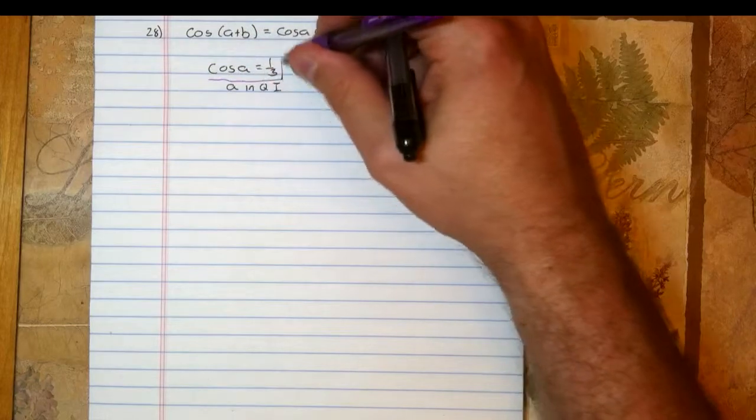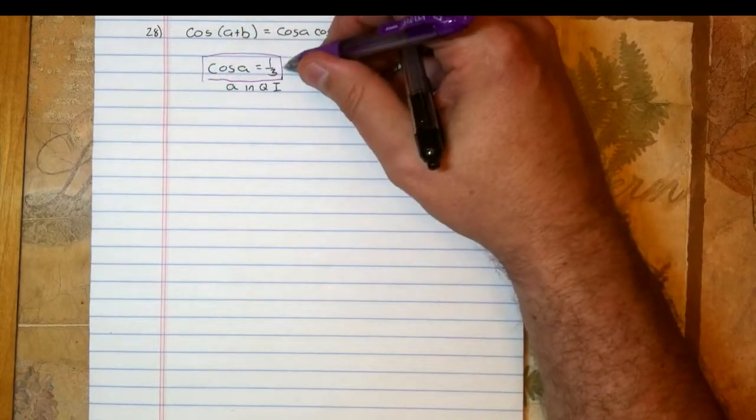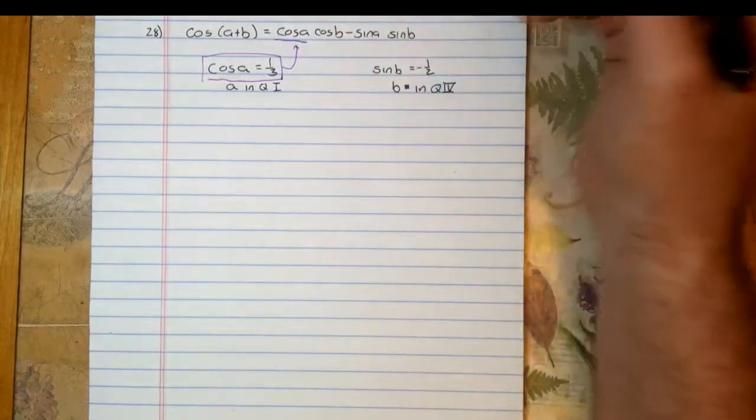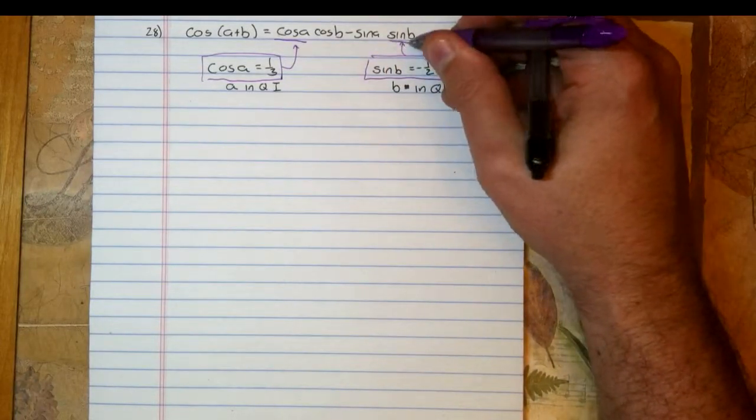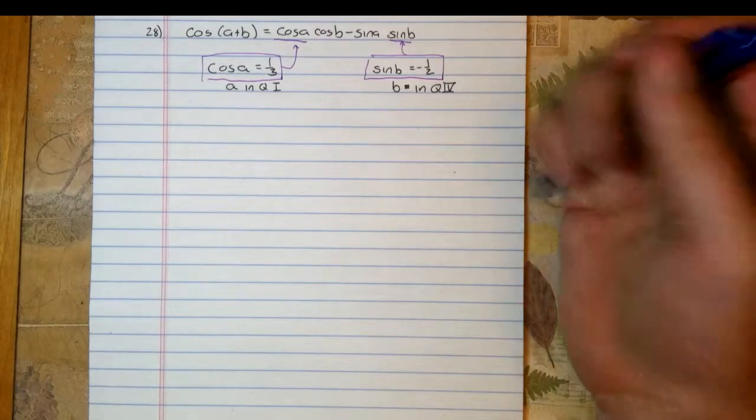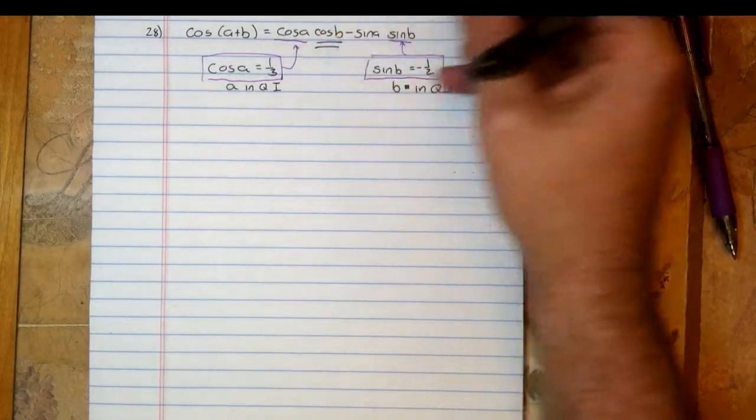and determining which side is positive and which one's negative. So if I look at how the given information lines up, I have cosine A equals 1/3, so that matches this quantity. I have sine B equals -1/2, that matches this quantity. And that means that what I still have to find out is what cosine B is, and I need to find out what sine of A is.